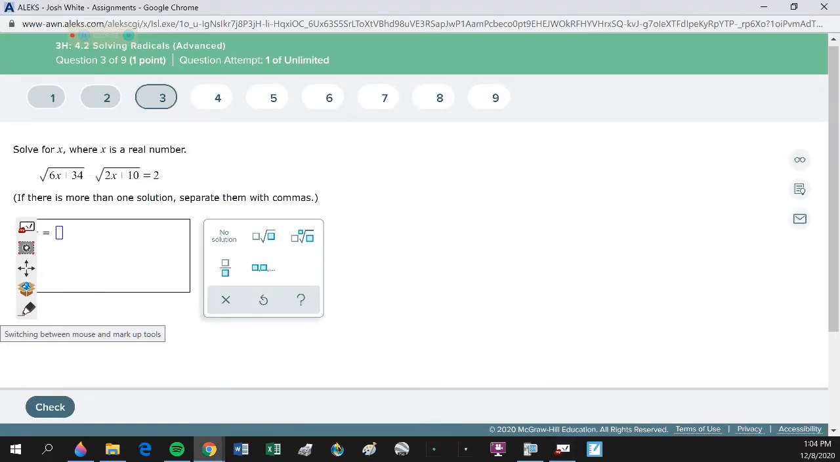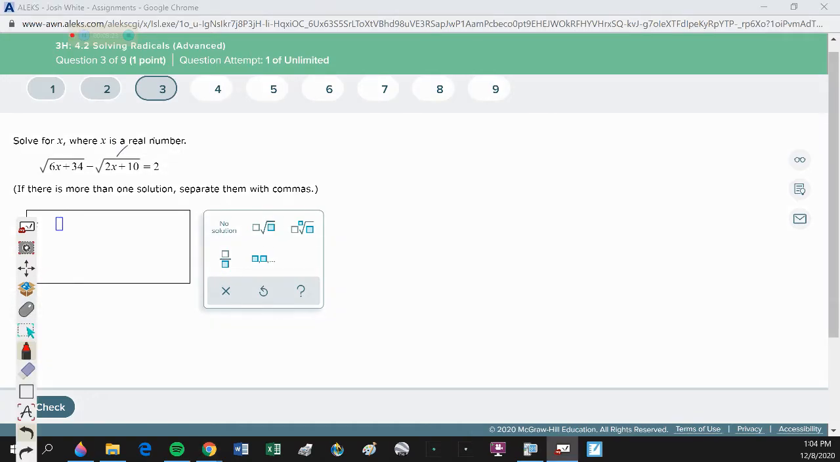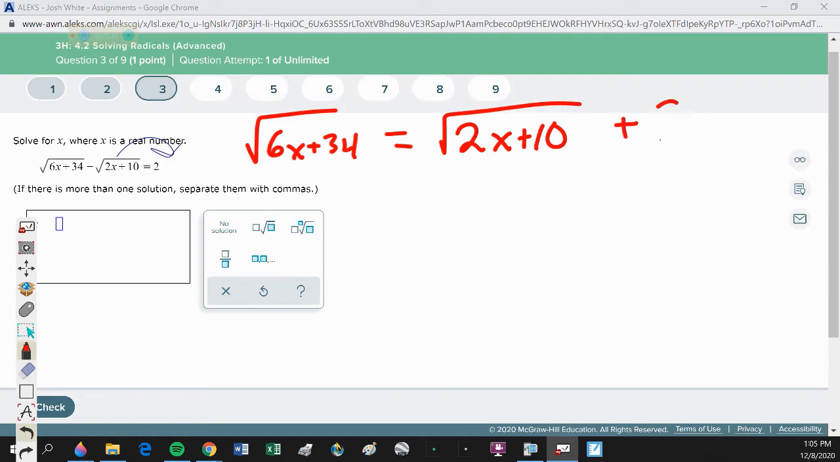Okay, this I think will answer that question. So, I need to change this. What is it about this I want to change? I need to get one root by itself. Now, technically it will work if I square it, but it's going to be a terrible mess. So, which one do you want to move? I like moving the negative one if there is one. So, square root of 6x plus 34 is equal to the square root of 2x plus 10 plus 2.